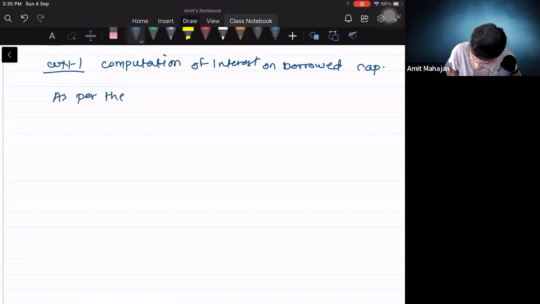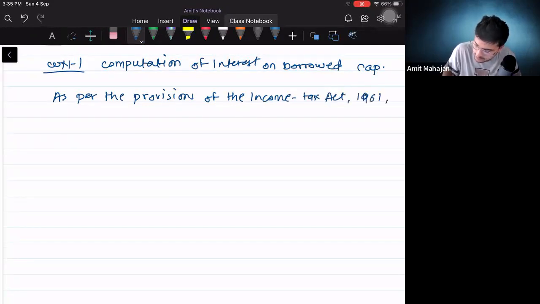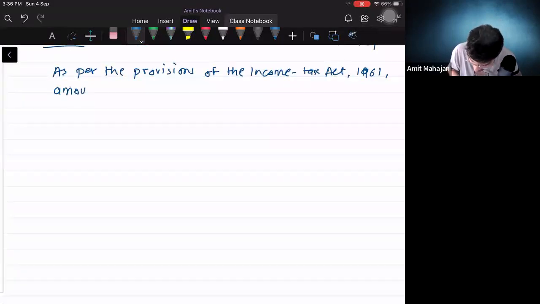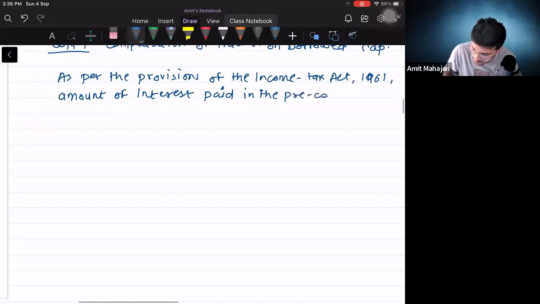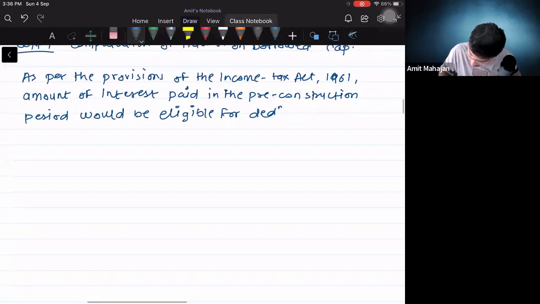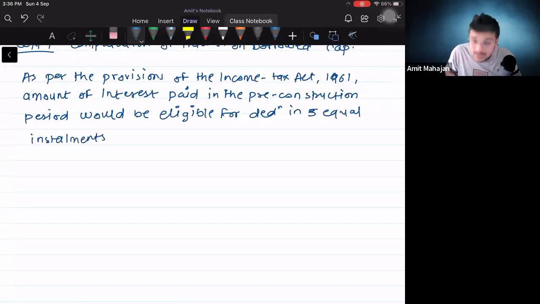As per the provisions of the Income Tax Act 1961, amount of interest paid in the pre-construction period would be eligible for deduction in 5 equal installments. Now, 5 equal installments will start from which year?